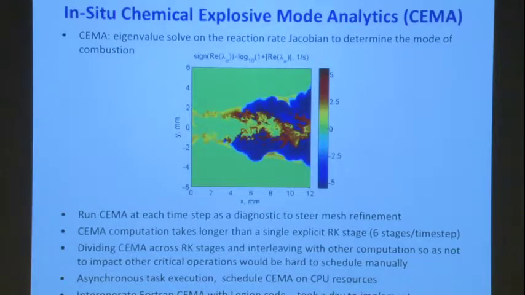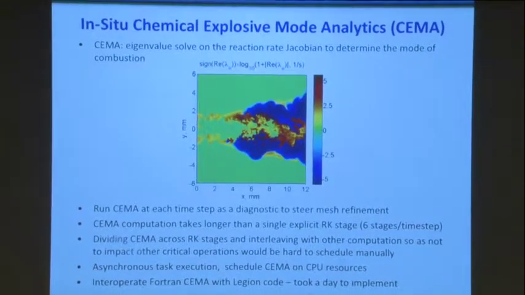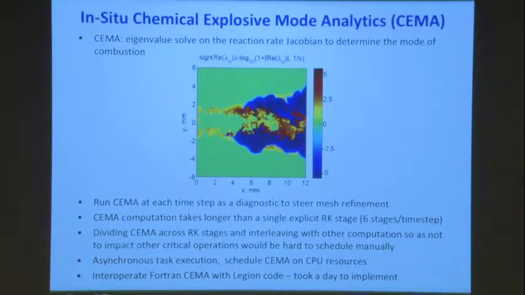And the problem was that the eigensolution took longer than a single explicit Runge-Kutta stage, and so if you were to write this code by hand, you'd have to divide up the CEMA analysis across multiple Runge-Kutta stages and then have to interleave those computations with other computations so as not to impact the solver and other critical operations of the solver. So that would have been really hard to schedule by hand. But with the runtime doing the asynchronous task execution and dependence analysis, it's able to schedule this eigensolution on the CPU resources that weren't being used as the computation was proceeding. And it took just a few days to implement rather than probably several months to do it by hand.